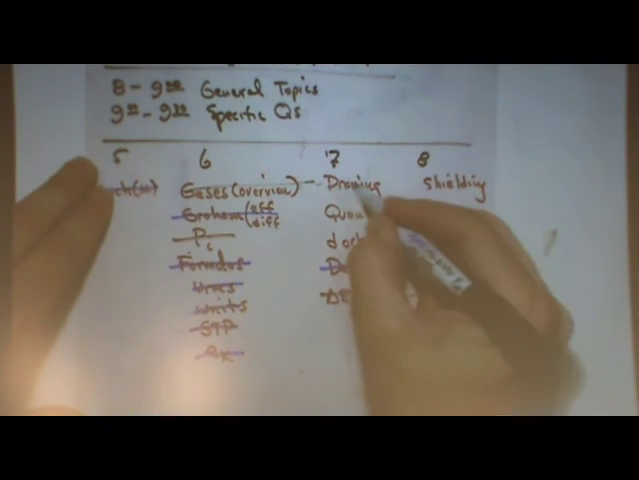Let's see, let's do drawing. Drawing will kind of combo with quantum numbers a little bit. So I could have you draw any s, p, or d orbital.